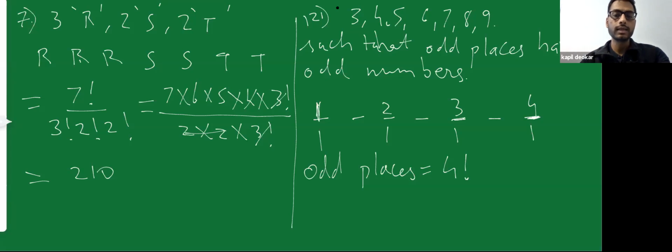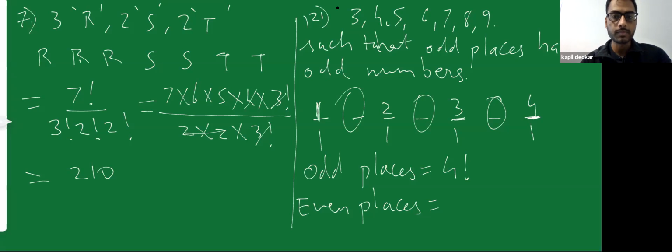Okay, so now let's fill our even places. In how many ways can my even numbers be arranged? How many even numbers do I have? 4, 6, and 8. 3 even numbers. So where can I place my even numbers? I can place my even numbers here, here, and here. In how many ways can this place be filled? I have 3 options, 4, 6, and 8. So this place can be filled in 3 ways. This place can be filled in 2 ways, and over here the last remaining even number will be written. So even places can be filled in 3 into 2 into 1, which is 3 factorial ways.